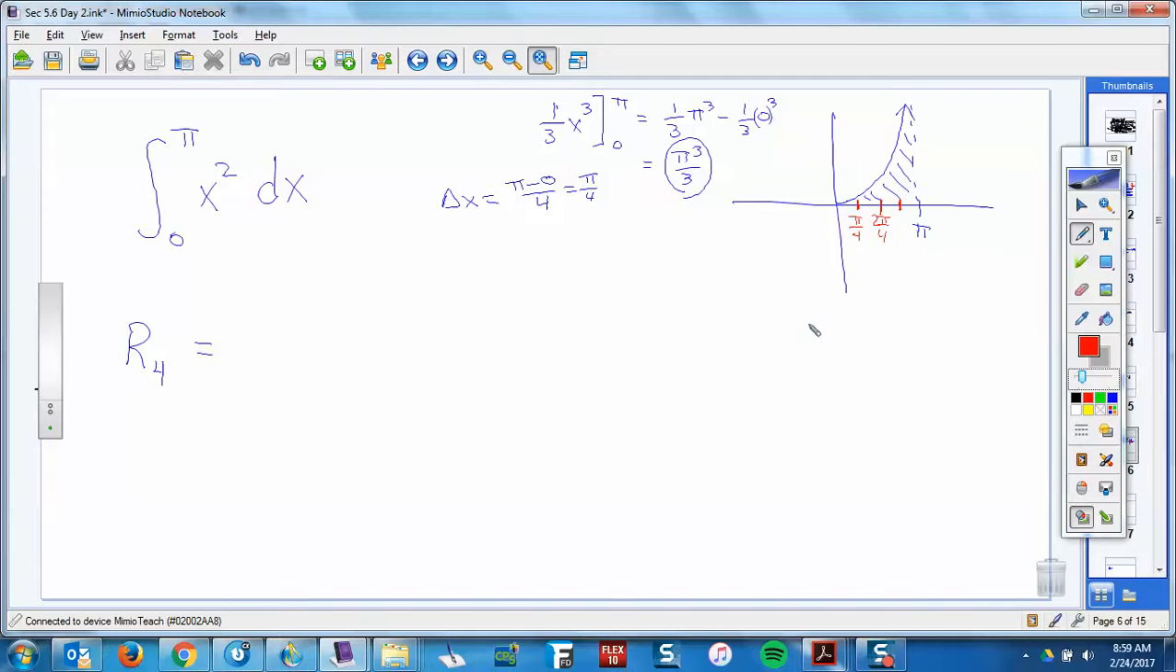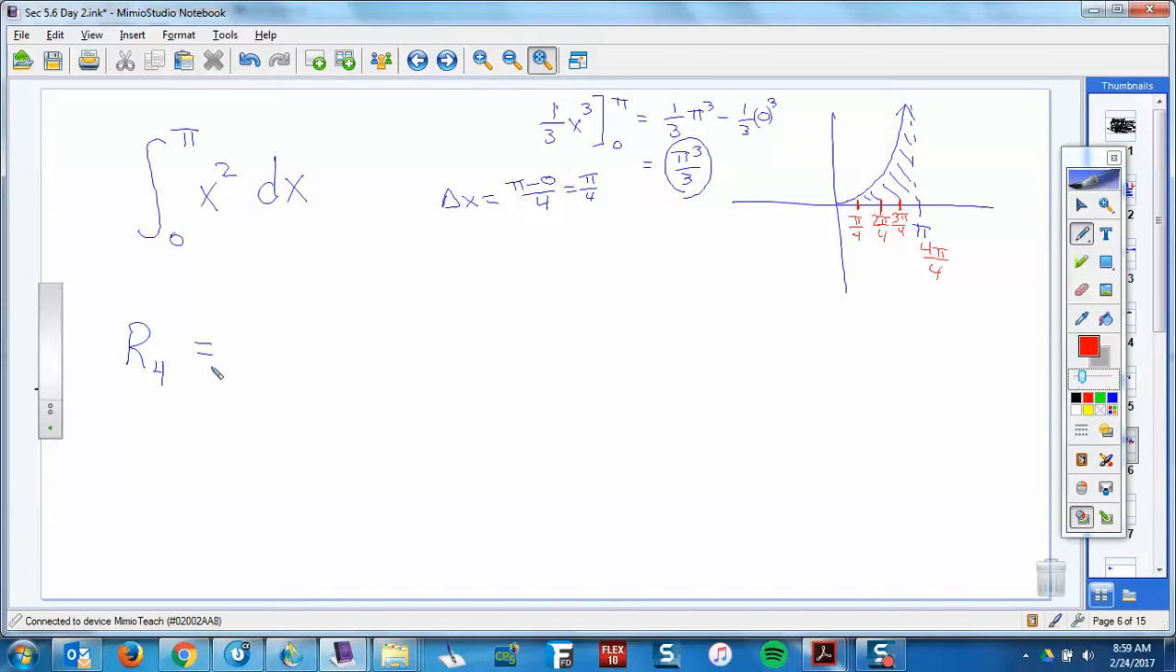2 pi fourths. What's the next one? 3 pi fourths. What's the next one? 4 pi fourths. Exactly. Yes. That's going to make it much nicer for us to write it that way. Okay, so we're dividing it up into 4.